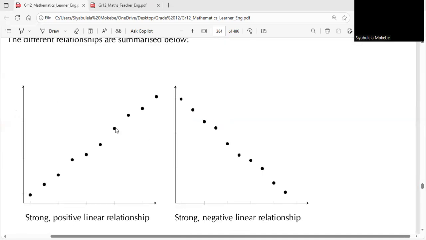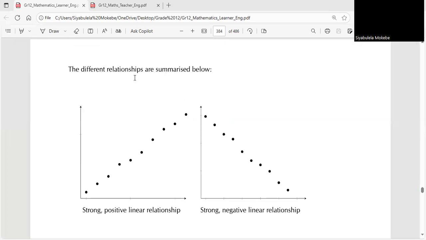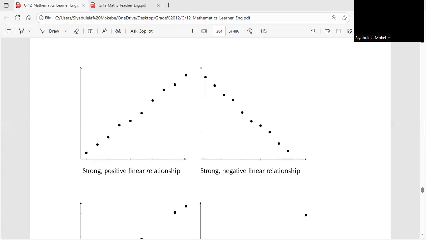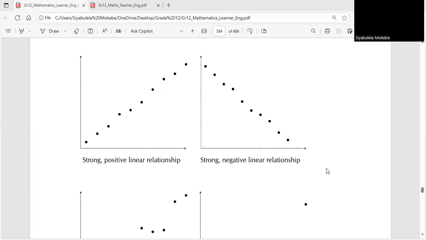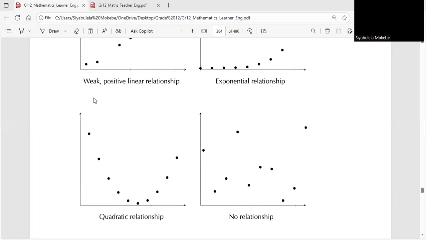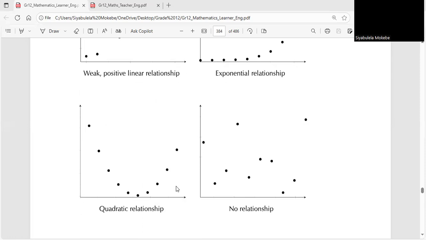All right, so now let's look at the different relationships. So we have a strong positive linear relationship. This is a strong positive linear relationship and a strong negative linear relationship. This is a weak positive linear relationship and an exponential relationship. This is a quadratic relationship. Here, there's no relationship.